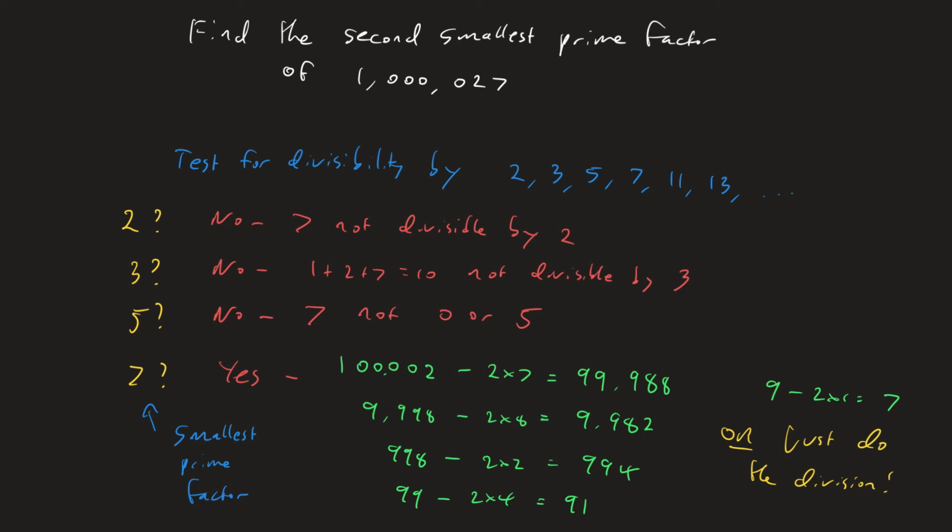91, and if we wish, we can repeat one more time. We cross off the last digit to get 9, we multiply the last digit by 2, subtract to get 7. Because 7 is divisible by 7, our original number is also divisible by 7. Therefore, 7 is the smallest prime factor of this number. We are after the second smallest, so we need to keep going.